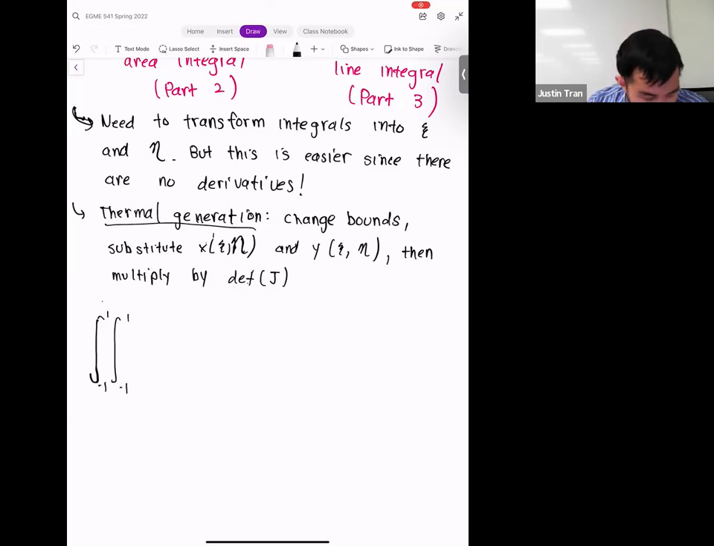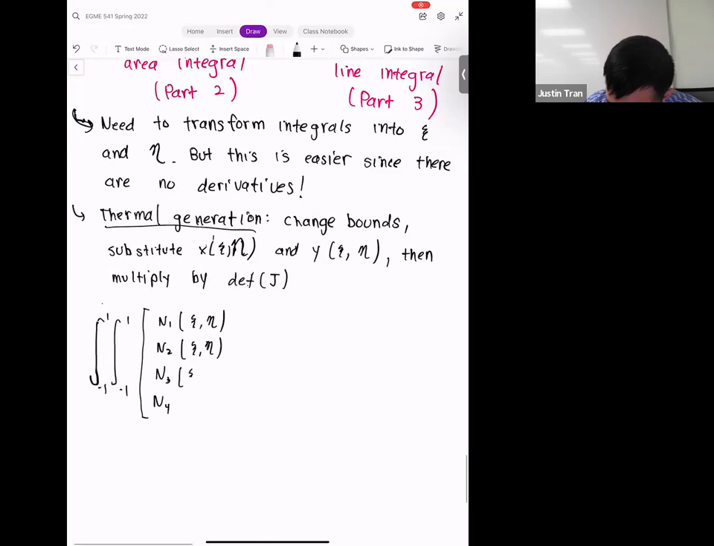Both these are going to go from -1 to 1. First, we substitute in for the shape functions, but the shape functions are already given in terms of epsilon and eta. Okay, and so we have N1, N2, N3, N4. And all these are already functions of epsilon and eta. So those we already know. We just pop those in place.